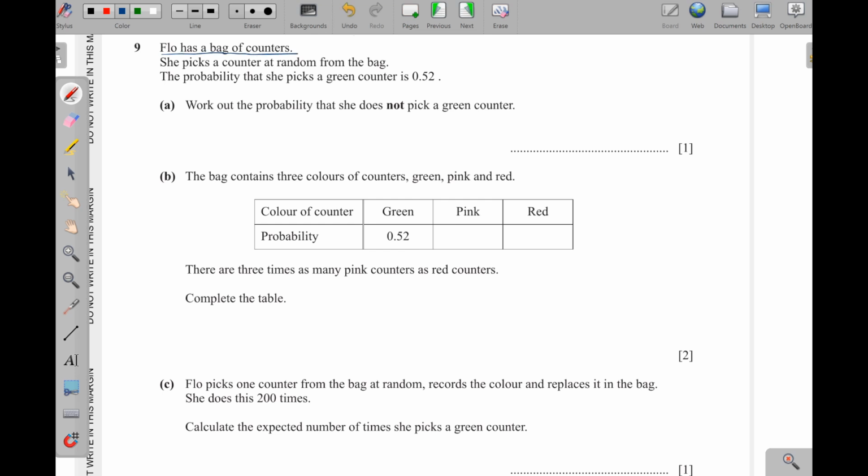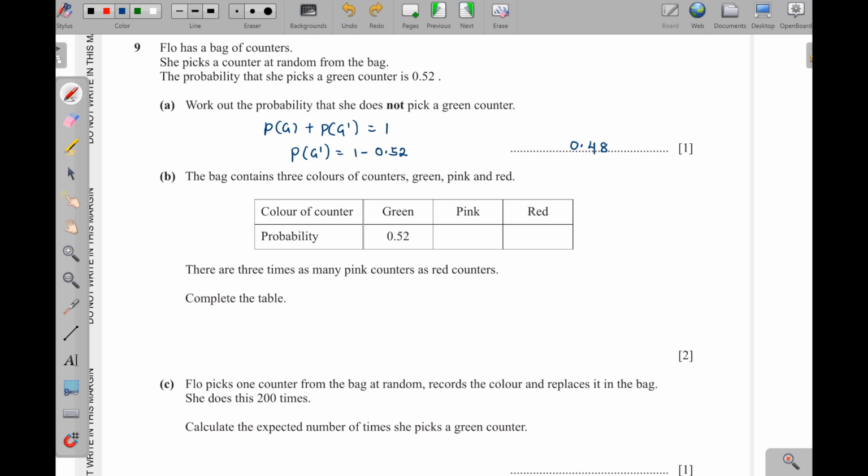Flo has a bag of counters. She picks a counter at random from the bag. The probability that she picks a green counter is 0.52. Work out the probability that she does not pick a green counter. So probability of picking a green counter plus the probability of not picking it is always equal to 1 because total probability is 1. So that means probability of not picking a green counter is going to be 1 minus probability of picking a green counter, which is 0.52. And this one will give us 0.48.